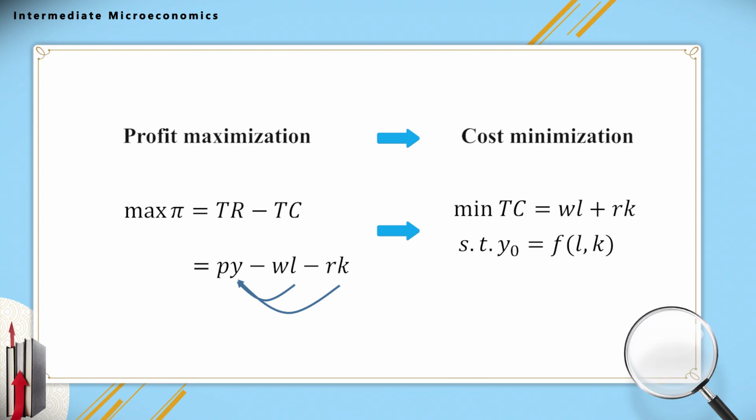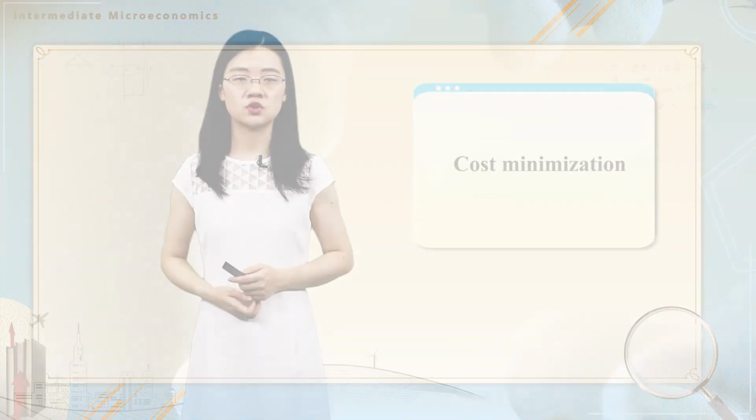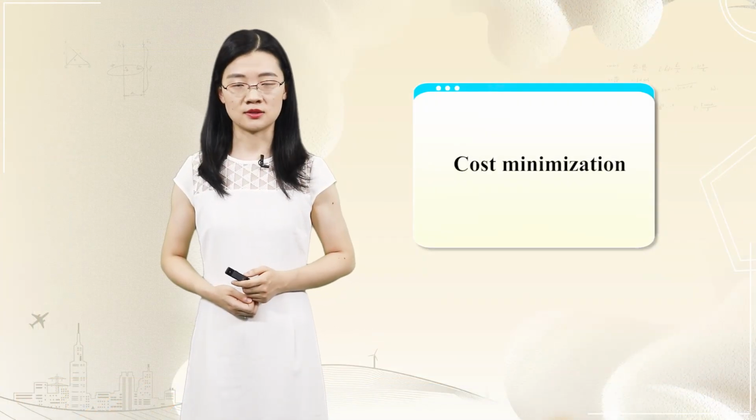In other words, we want to find out, in order to produce a certain output level, such as Y, how should the producer organize the factors of production at the minimum cost? We first use graph to find the answer.